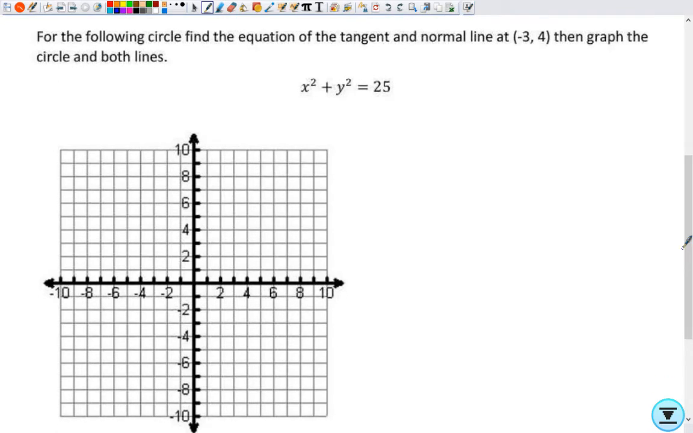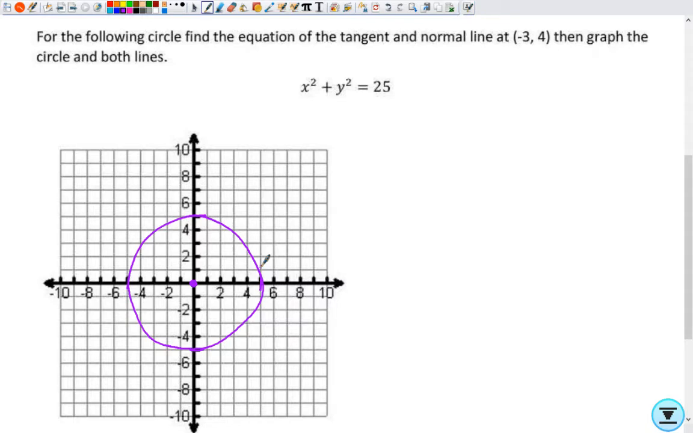Again, this is something we've done before, where we find the derivative, we find the tangent line, we find the normal line, and we graph all three so we can see what it looks like. So I've got this circle. They've given me this equation, x squared plus y squared equals 25. So that is a circle with its center right here at the origin with a radius of 5. So 1, 2, 3, 4, 5, negative 5. So basically my circle looks like this.